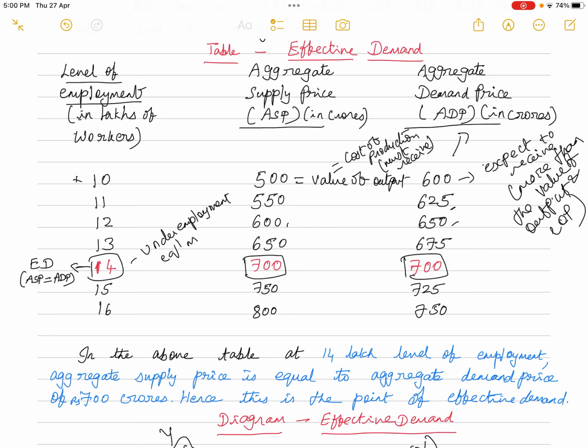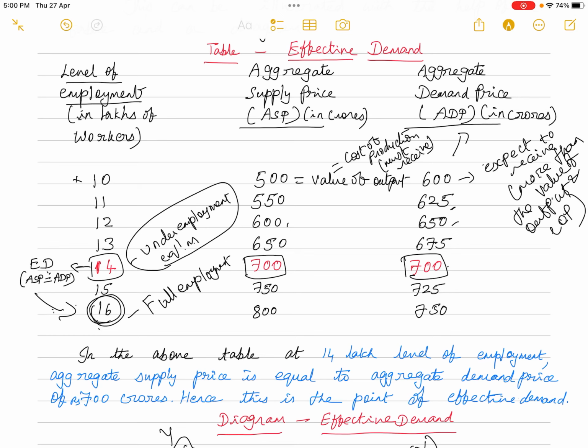So if the country wants to reach the level of full employment equilibrium, then the effective demand should be reached at this point. When the 16 lakhs labor force is there, if that is the point where the effective demand, or aggregate demand price, is equal to aggregate supply price, then this is the point of full employment equilibrium. But the country has already reached the equilibrium, and that is the underemployment equilibrium. Now what you are observing here is that because this is the effective demand, instead of at 14 lakhs, it should shift to 16 lakhs.